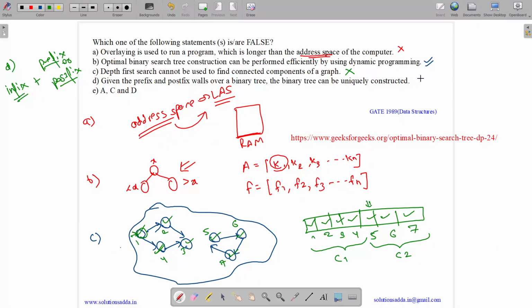So this is false. So we need to tell which all are false. So option A is false, option C is false, option D is false. So answer is option E.